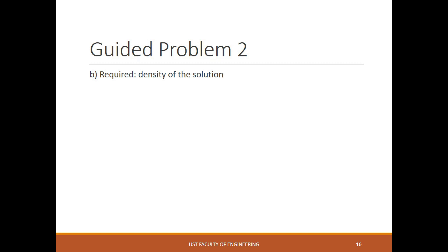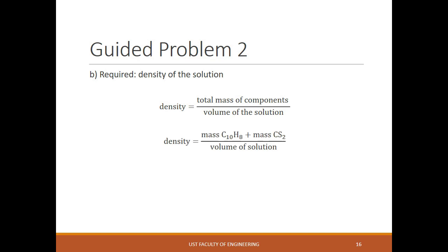To determine the density of the solution, the density is equal to mass over volume, where the mass here is the mass of the solution, which is equal to the sum of the masses of solute and solvent, while the volume is the volume of the solution. Therefore, the density of the solution is equal to the mass of naphthalene plus the mass of carbon disulfide all over the volume of the solution. Substituting the given values, we have the density equals 25 grams plus 947.25 grams all over 750 ml. That will give us a density value of 1.3 grams per ml.